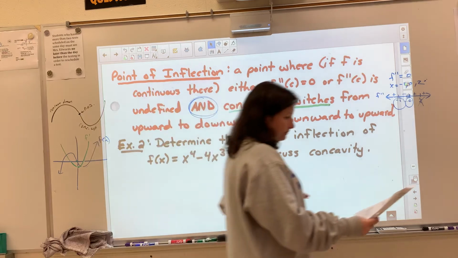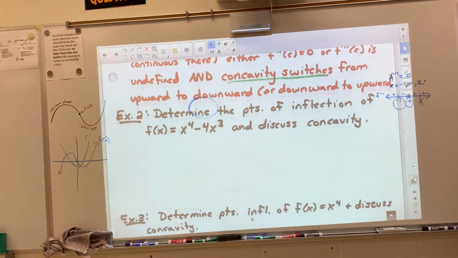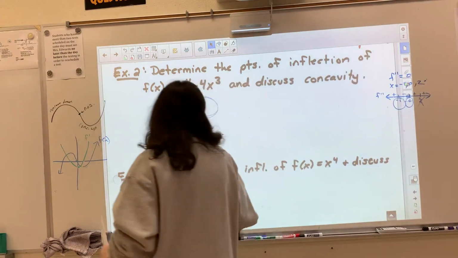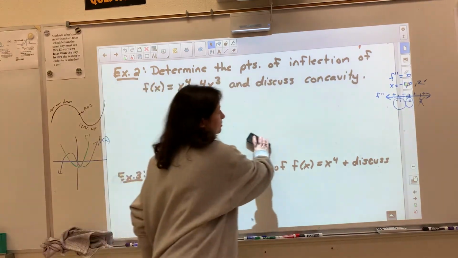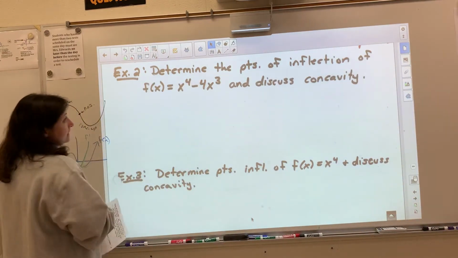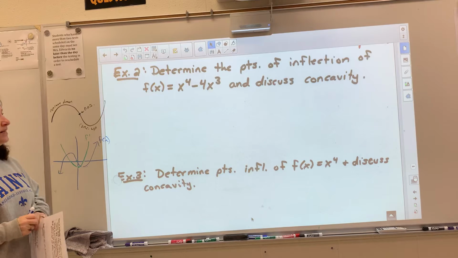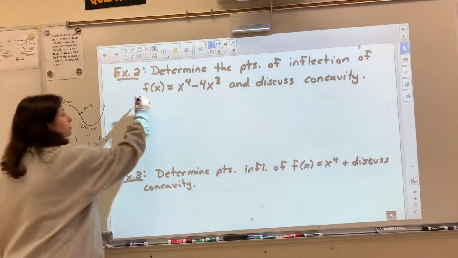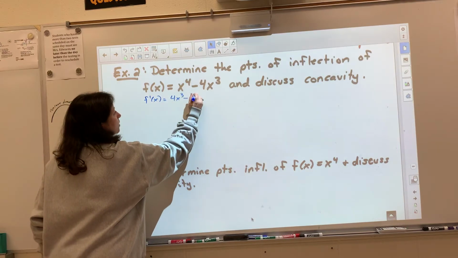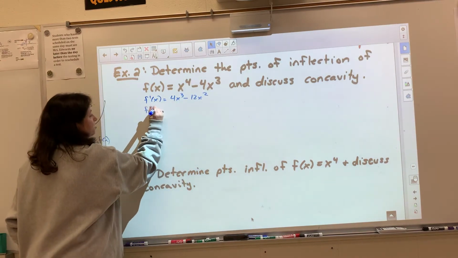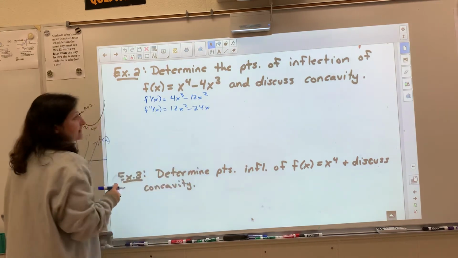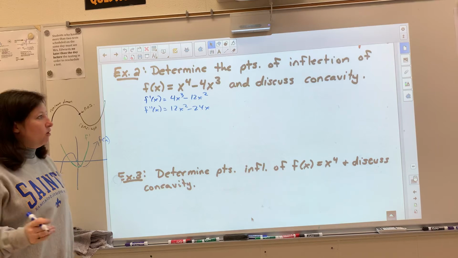So let's look at example 2. Determine the points of inflection of x to the 4th minus 4x cubed and discuss concavity. So the first thing we need to do is find where the second derivative equals 0 and is undefined. So we need the second derivative. First derivative is 4x cubed minus 12x squared. Second derivative is 12x squared minus 24x. Then we need to find where this equals 0 or is undefined.